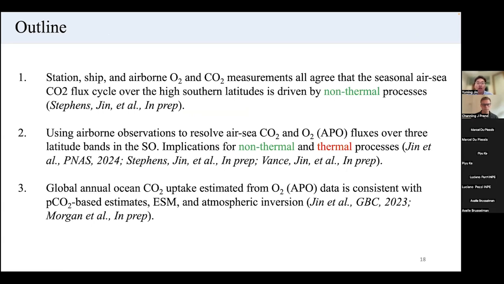I think that's probably enough for the introduction, and I hope we are all on the same page now. So in the rest of my talk, I'm going to show what we can learn about the Southern Ocean LC carbon flux from measurements of oxygen and CO2 in the atmosphere.